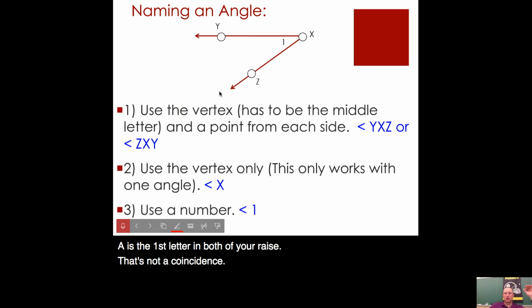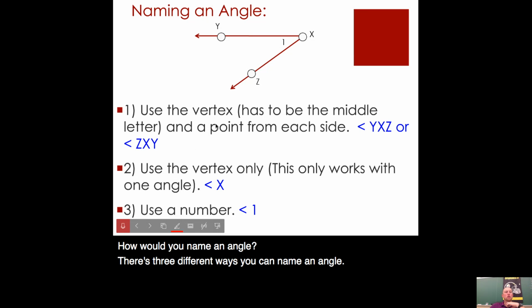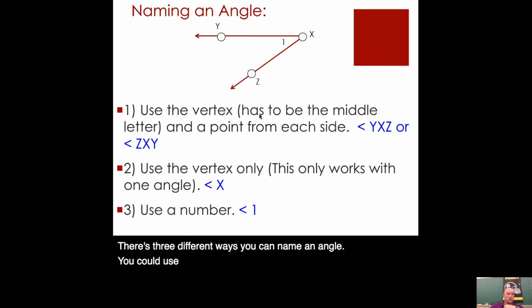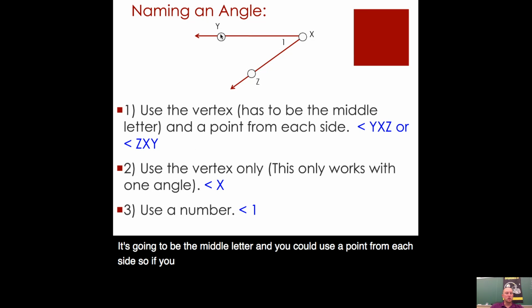How would you name an angle? Well, there's 3 different ways you can name an angle. You could use the vertex. It's going to be the middle letter, and you could use a point from each side. So if you use 3 letters, you could name this angle Y, X, Z. Or you could name it angle Z, X, Y. The order doesn't matter as long as X is in the middle.